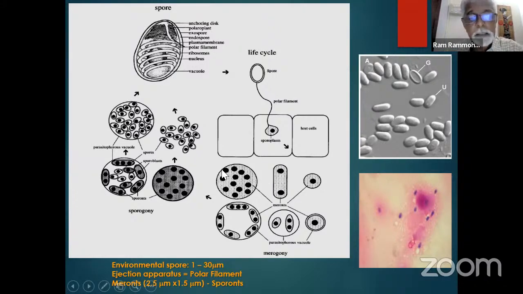So these are what we call the spores which we see, for example, in your gram stains or in your biopsies. These are usually in the range of 1.5 to 2.5 microns. It is also highly variable and depends on the genus and species.